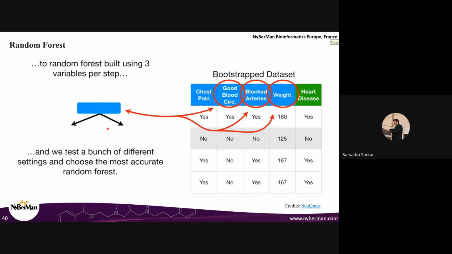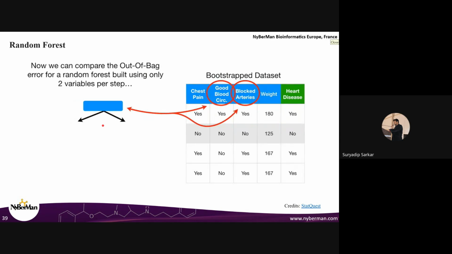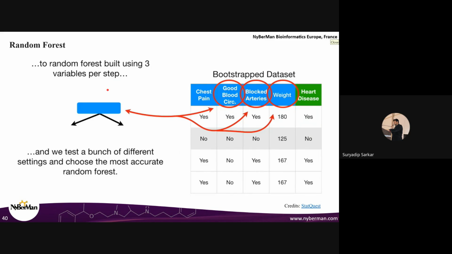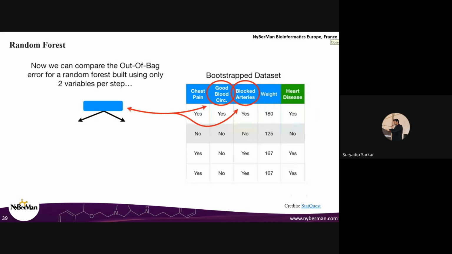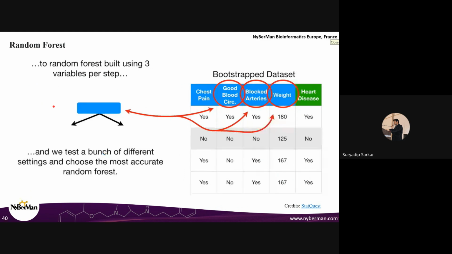Okay, so this is a completely different random forest. We build an entire random forest, that is to say, we build a collection of decision trees using only 2 variables per decision step. Then we build another random forest with only 3 variables per decision step. We can absolutely do that. Now we can compare these 2 random forests, the one built using 2 variables per step and the one built using 3 variables per step.